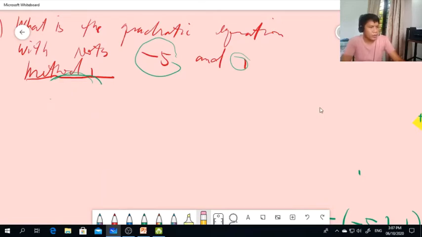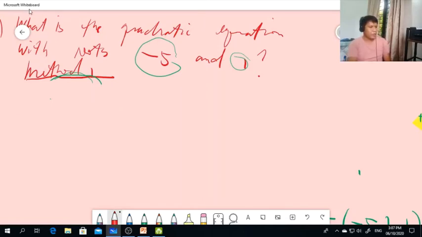So the question is, what is the original quadratic equation with roots -5 and +1? And if you notice on the screen, we have here method 1. I actually named our original method with this title, method 1. Okay, so what is that method 1?